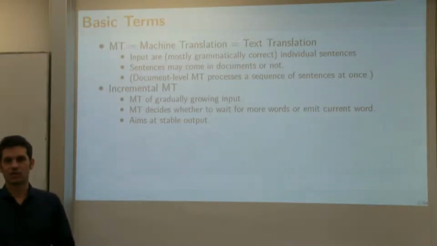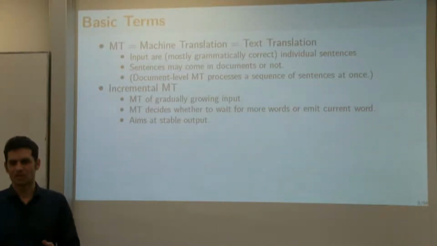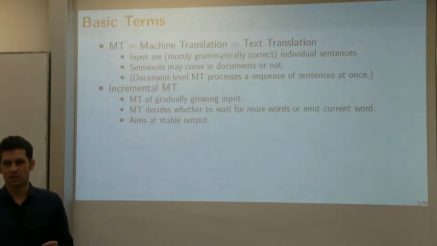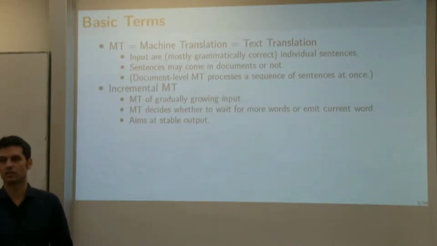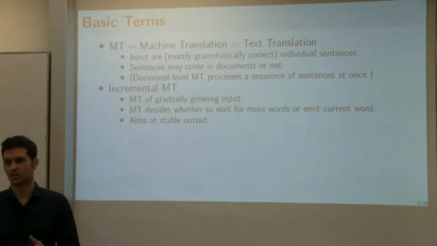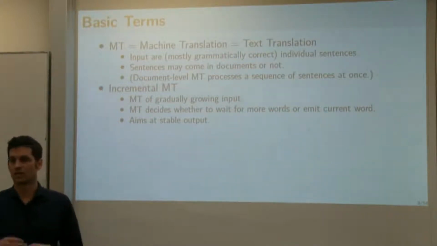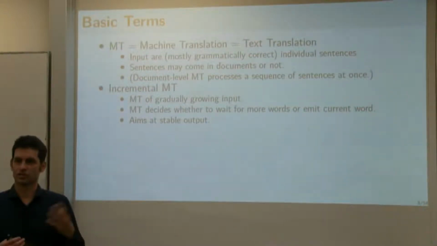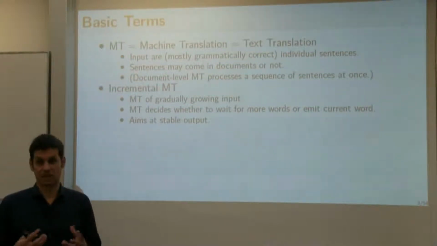So if you are talking about incremental machine translation, that means that it is text-based, so there is some text source, but the sentence is not fully complete as you are translating. You are receiving the words one by one, and you have to decide whether you want to wait for more words or whether you want to emit the current words. And it obviously depends on the language combination, on the source language and the target language, what is the best tactic to take.